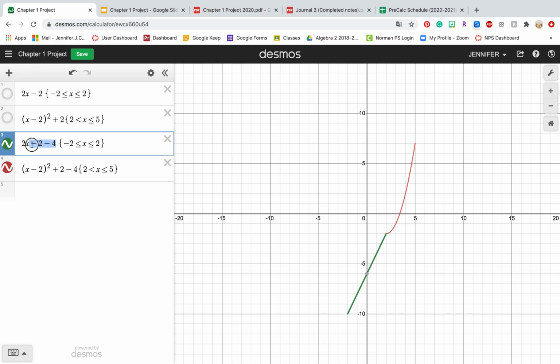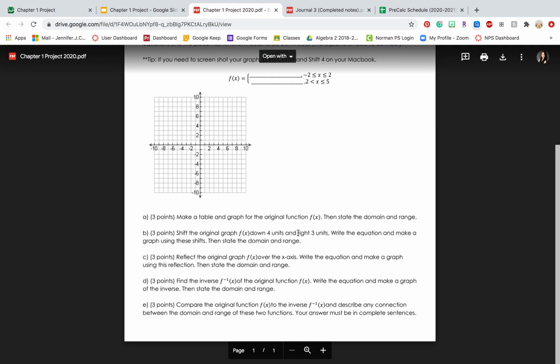Now, we know, since we're pre-calc kids, we know how to combine like terms. So I'm going to combine these two terms to clean it up and call it -6. And it still does the same thing. And then I'm going to clean this one up and call it, let's see, +2 minus 4 is -2. And so there we go. And so now I also need to shift it horizontally to the right, I believe. Yes, it says shift to the right 3 units.